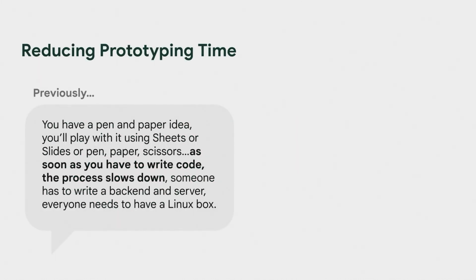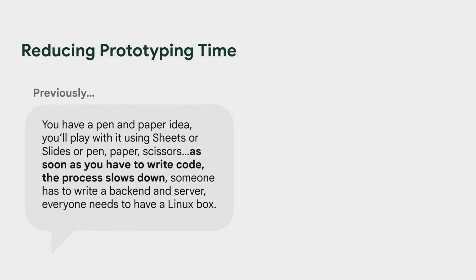Before prompting was available, you had people describing the situation of creating machine learning like this. You have a pen and paper idea. You'll play with it using sheets or slides or pen, paper, scissors. But as soon as you have to write code, the process slows down. Someone has to write a backend and a server, and everyone needs to have a Linux box.